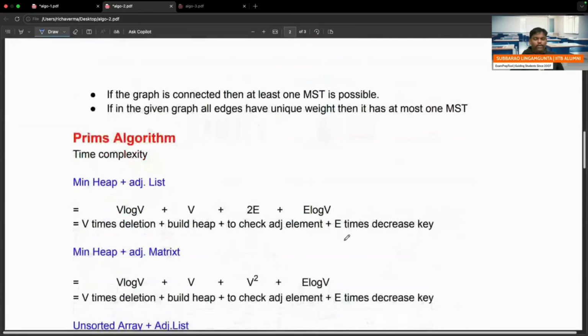Fine. If the graph is connected, then at least one MST is possible. For every connected graph, you can find at least one MST. Next, if the given graph has all unique edge weights, then it has at most one MST. Edge weights are distinct, so a unique MST is possible. Only one MST, at most one MST is possible.